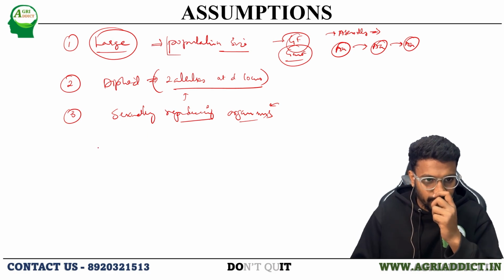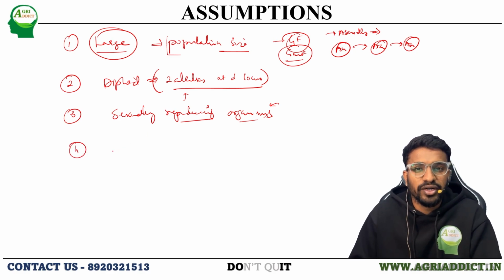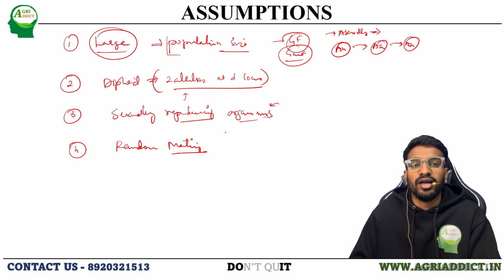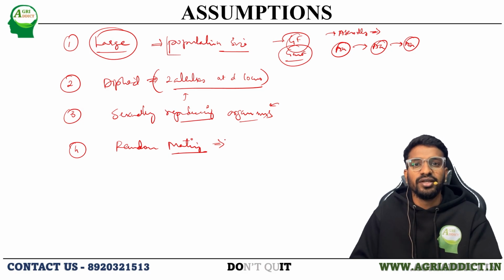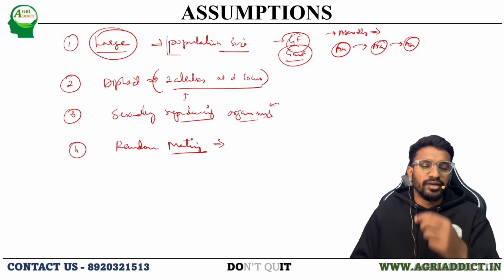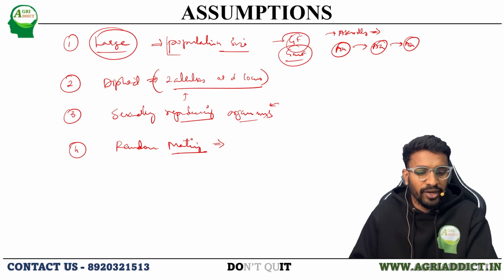Next, the most important thing is that the population should be completely random mating. That means there should be no controlled mating in the population. Random mating means each and every individual in the population should have an equal opportunity to mate with any other individual, and the gametes formed by the individuals should also have an equal opportunity to survive and fuse with any other gamete. That is what random mating means.